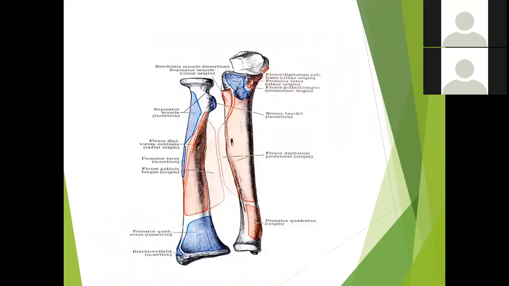So in this picture, we can see both the radius and ulna together. When you see the ulnar bone, you can see in the middle the vast muscle that is flexor digitorum profundus. It covers both the anterior surface and medial surface. And below, in the lower quarter, you can see the pronator quadratus muscle. It originates there, and parallelly in the radius bone, in the lower part, the pronator quadratus is inserted. So these are the muscles attached in this region.